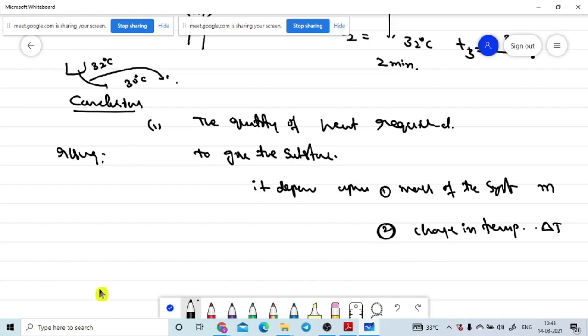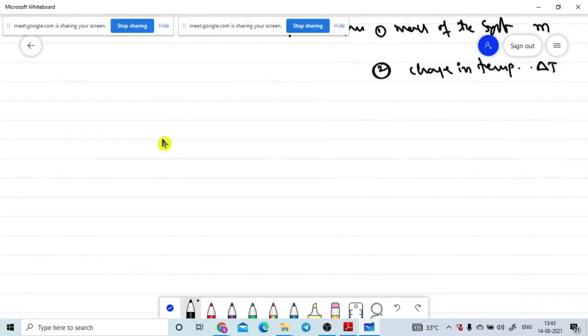That means if there is more mass, we need to give more heat energy to raise the same amount of temperature. Are you getting it or not? Yes, sir. So that is the conclusion for our experiment. Now you may get a doubt if we are doing the same experiment.